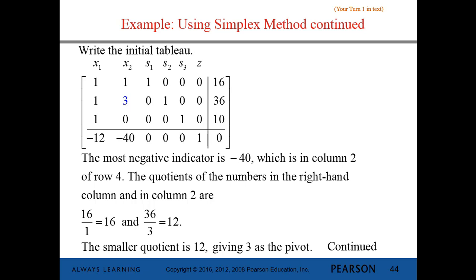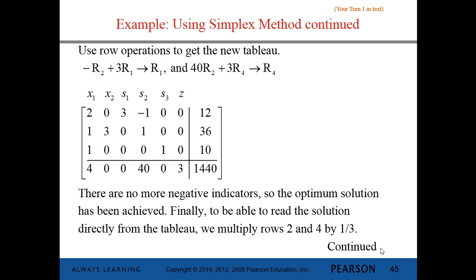And so now we're going to use that pivot to eliminate this one, make this 0, and make this 0. And so what we do is we do our elementary row operations. And once we're done with our elementary row operations, see that these are 0. Now notice that there are no negative indicators here. So therefore, we're done. And we've reached the maximum value.